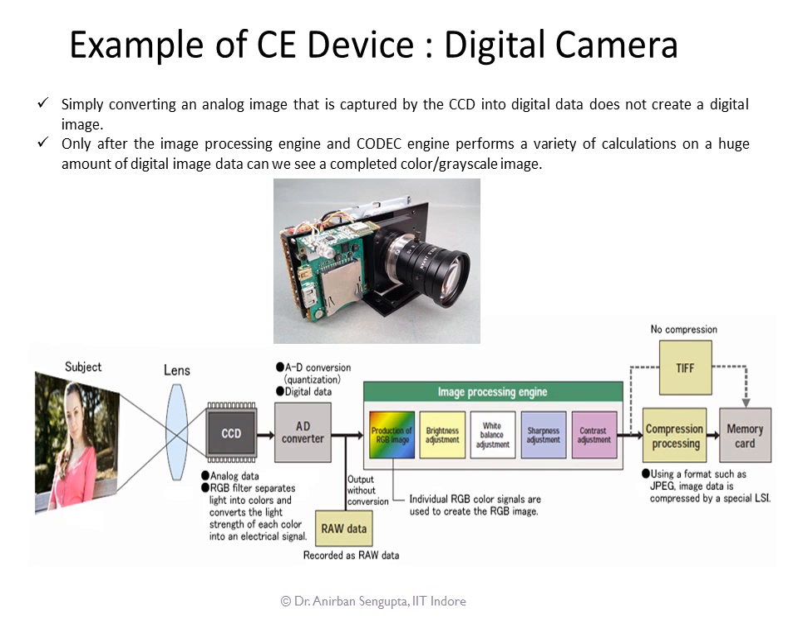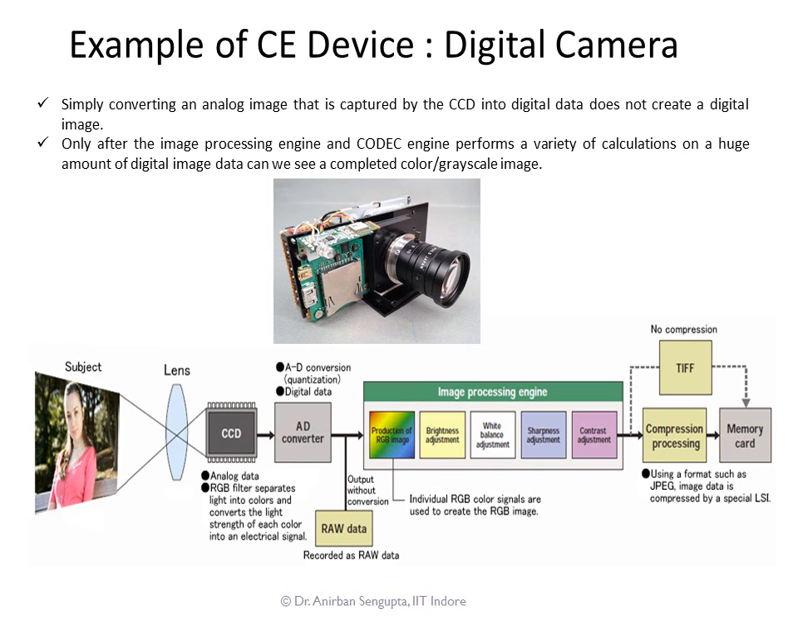If you look here, the subject falls on the lens, which goes on to the charge-coupled devices, which we call CCD sensors, which produce the analog signals that we then pass through an A to D converter to produce the raw data. This raw data is then passed to an image processing engine, which is responsible for controlling the brightness, white balance adjustment, sharpness, and contrast. It then goes on to the compression engine, which we call the codec, or it could bypass it and go through TIFF format, where no compression occurs, to finally get stored into a memory card.